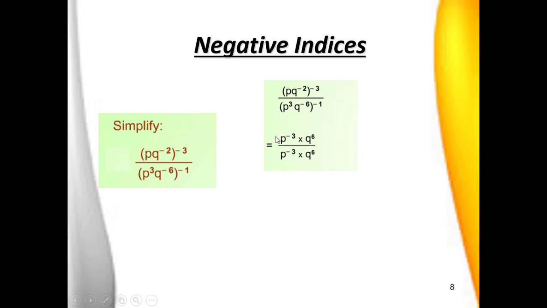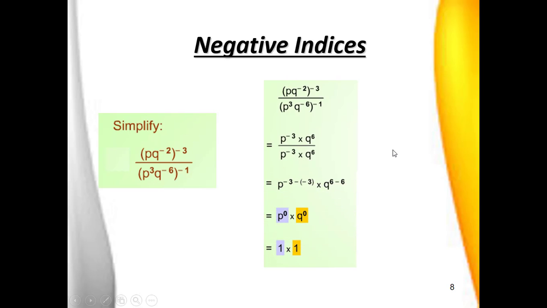Actually, when you reach this step, you can straight away say the answer is 1 already. Why is it that you can say the answer is 1? It's because you can see that this is p power negative 3, and this is also p power negative 3. So you can cancel them straight away. And the q's are also q to the 6 and q to the 6, so you can cancel them.